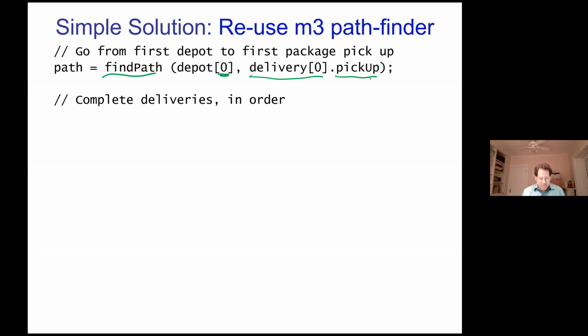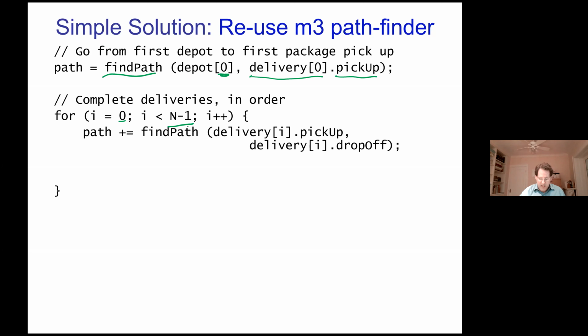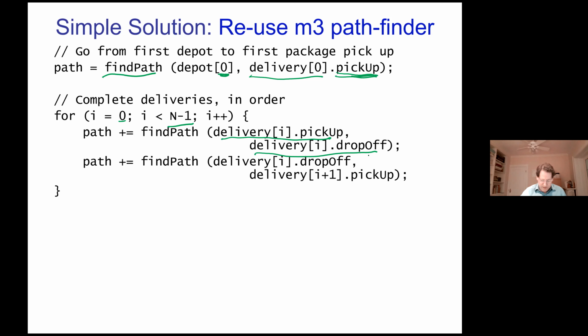Now I need to complete the deliveries. So I'm just going to complete them in the order they were given to me. There are n deliveries that I need to make. I'm just going to go through from the first one to the last one and make those deliveries. I've already picked up something, so I'm going to go from the intersection where I picked it up to wherever I'm supposed to drop it off. Okay, so that completes my first delivery. I'm at the drop off location, so I've dropped off a package.